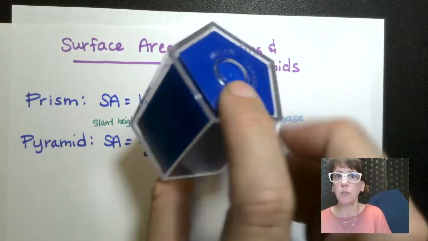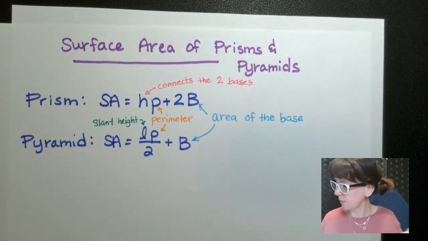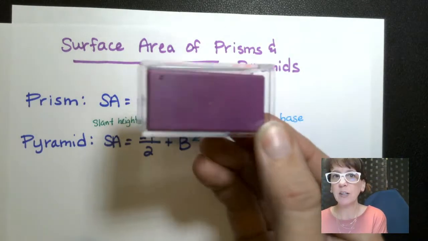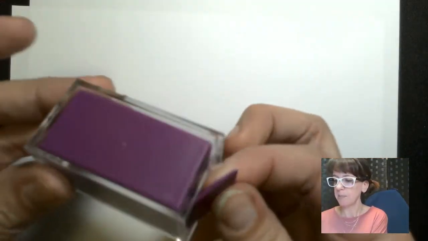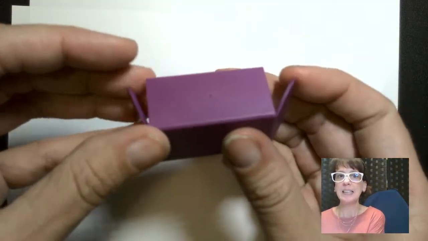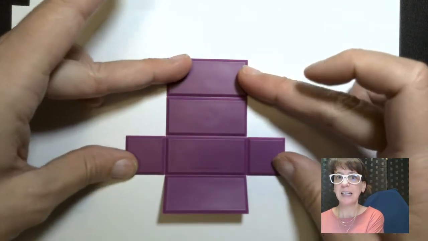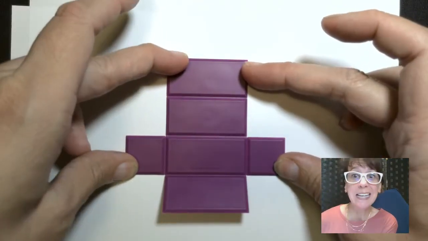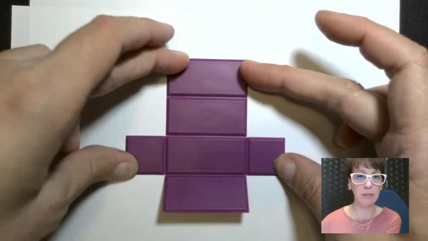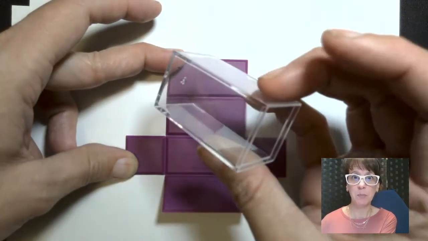So let's first just talk about what a surface area is. I'm going to do that with this guy. This is a rectangular prism. When I take this prism and pull it out like this, I unfold it so I can see all of the sides laid out at once. This is called a net of a geometric figure. This net shows me all of the different sides of this prism.